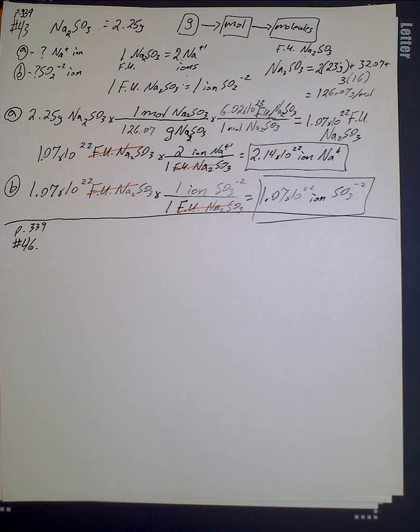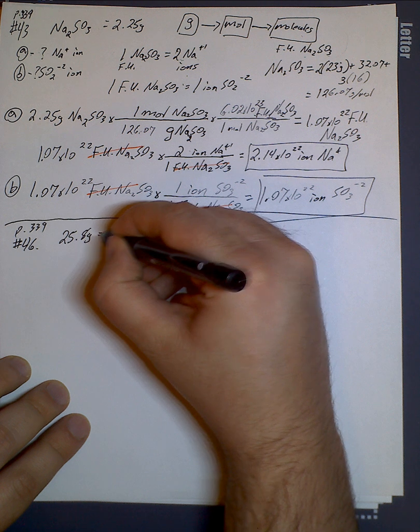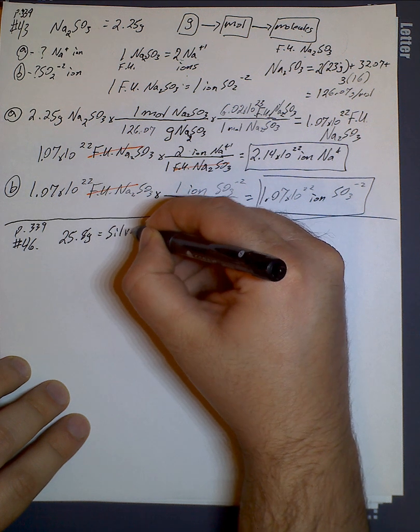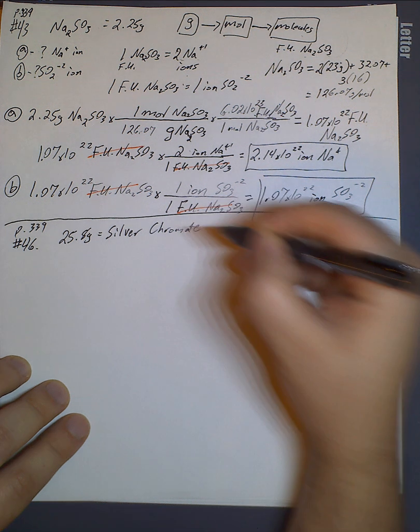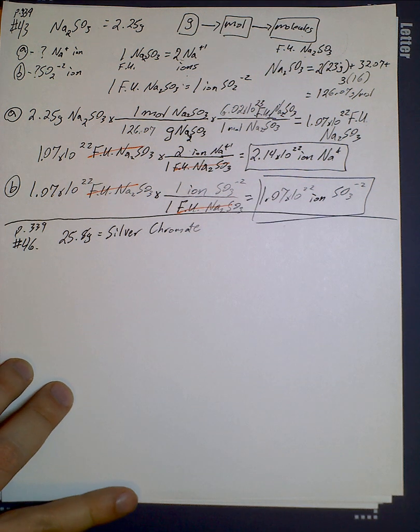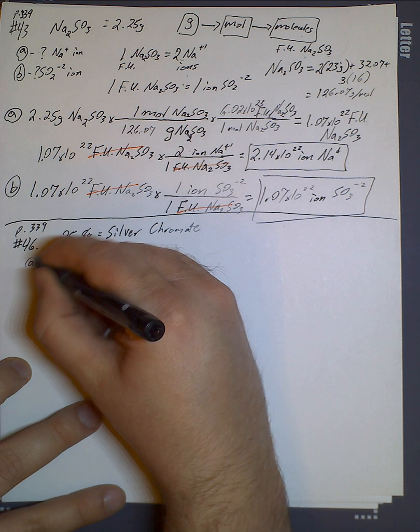Question number 46 says a sample of silver chromate has a mass of 25.8 grams. 25.8 gram sample of silver chromate. All right. Now, part A says, write the formula for silver chromate. So that's what we're going to do real fast.